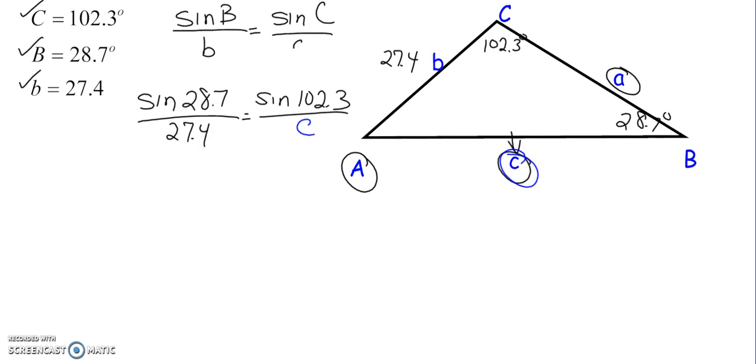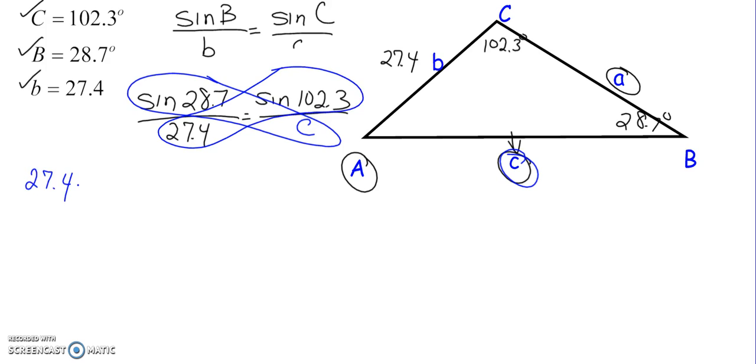If I solve this proportion, the easiest way to solve law of sines is cross multiply. So here's a cross multiplication, and the rest is going to be really on a calculator. 27.4 times the sine of 102.3 equals the sine of 28.7 times c.